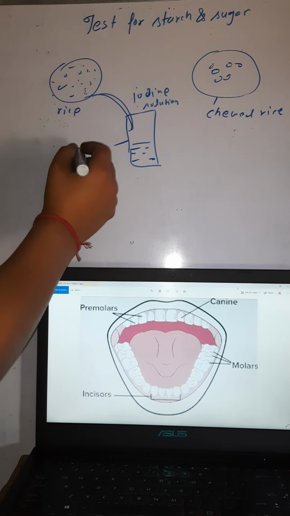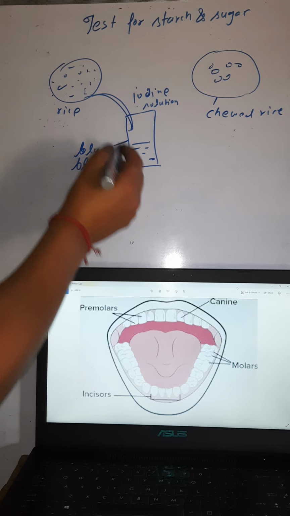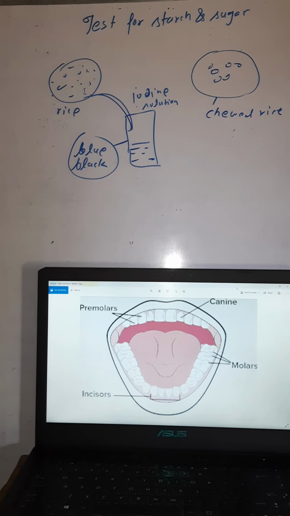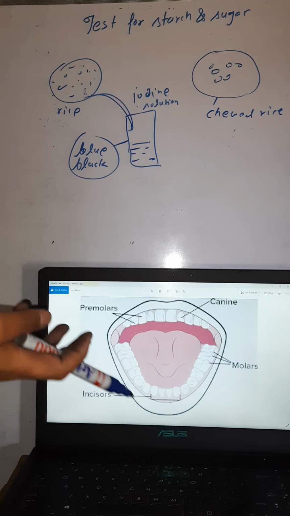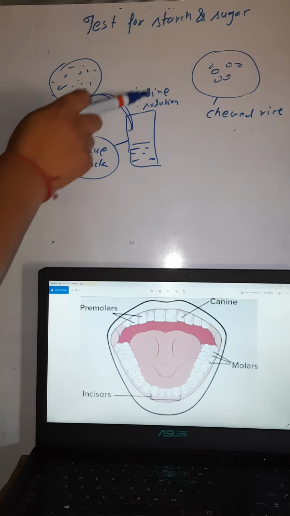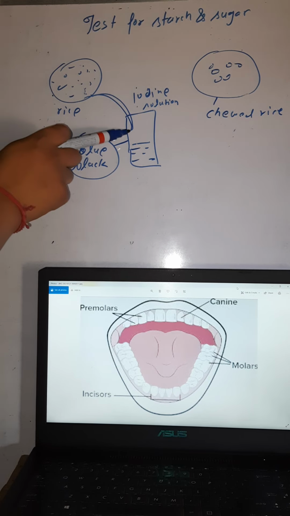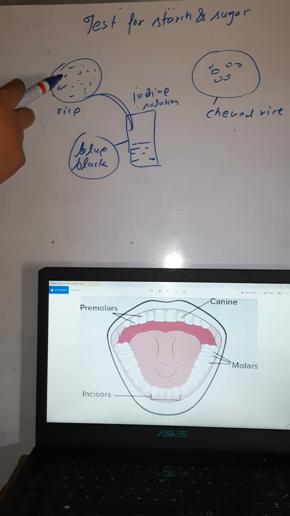The color of the iodine solution would become what? It would become blue black, meaning the color changes. Earlier it was orange in color, now the color has changed into blue black. Why? Because you have added rice there and the rice was containing starch. With this, the color of the iodine solution has become blue black. So this shows that the rice contains starch.